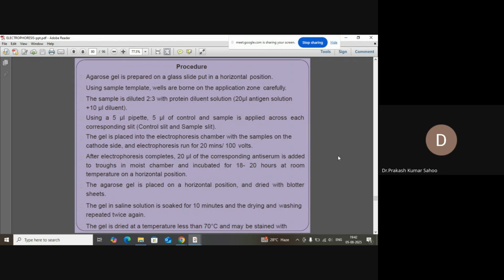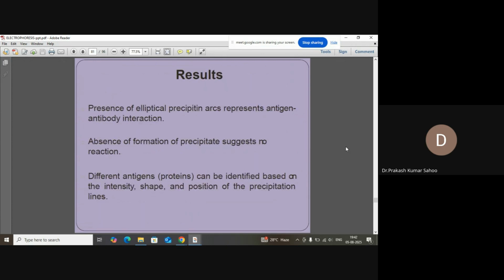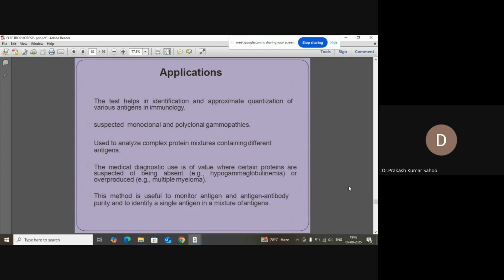So agarose gel is prepared on a glass slide. This is the procedure of how your separation was made for your blood sample. Then the result: the presence of a precipitin arc represents antigen-antibody interaction. Absence of precipitate formation suggests no reaction. Different antigens can be identified based on intensity, shape, position, etc.